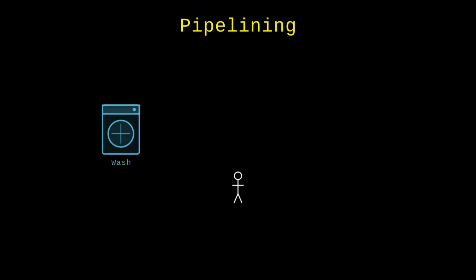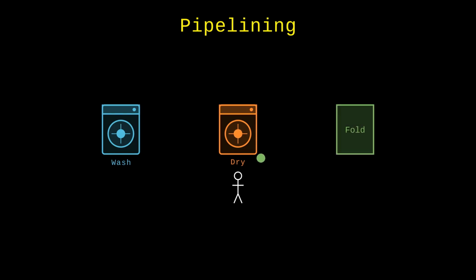Now let me tell you about one of the most clever tricks CPUs use to go even faster, without increasing the clock speed at all. It's called pipelining. Think about a laundromat with one person doing all the work. They take a load of laundry. They put it in the washing machine. They wait for it to finish. They put it in the dryer. They wait for it to finish. They fold it. They put it away. Then they start the next load.